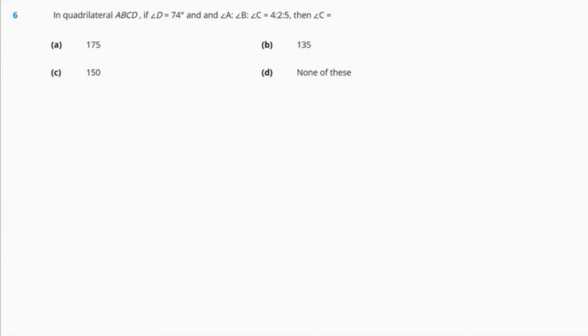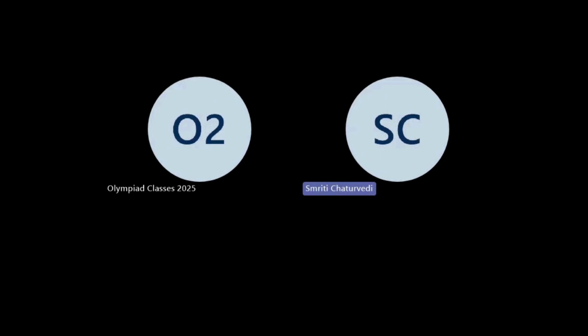Now the next question we have is in a quadrilateral ABCD. One quadrilateral is there which is ABCD. Angle D is 74 degree, that is already given to us, and the ratio of the rest of the angles is given to us, which means angle A ratio angle B ratio angle C is given as 4 ratio 2 ratio 5. Now we need to go further to solve this question.